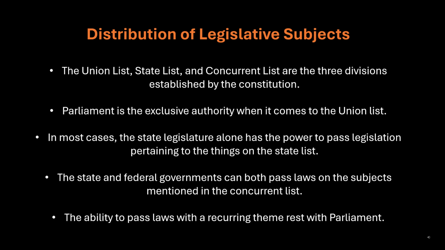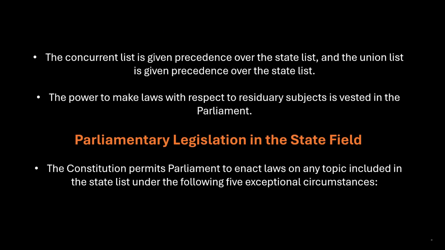Distribution of legislative subjects. The Union List, State List, and Concurrent List are the three divisions established by the Constitution. Parliament is the exclusive authority when it comes to the Union List. In most cases, the state legislature alone has the power to pass legislation pertaining to the things on the state list. The state and federal governments can both pass laws on the subjects mentioned in the concurrent list. The ability to pass laws with a residuary theme rests with Parliament. The Union List is given precedence over the state list, and the concurrent list is given precedence over the state list. The power to make laws with respect to residuary subjects is vested in the Parliament.